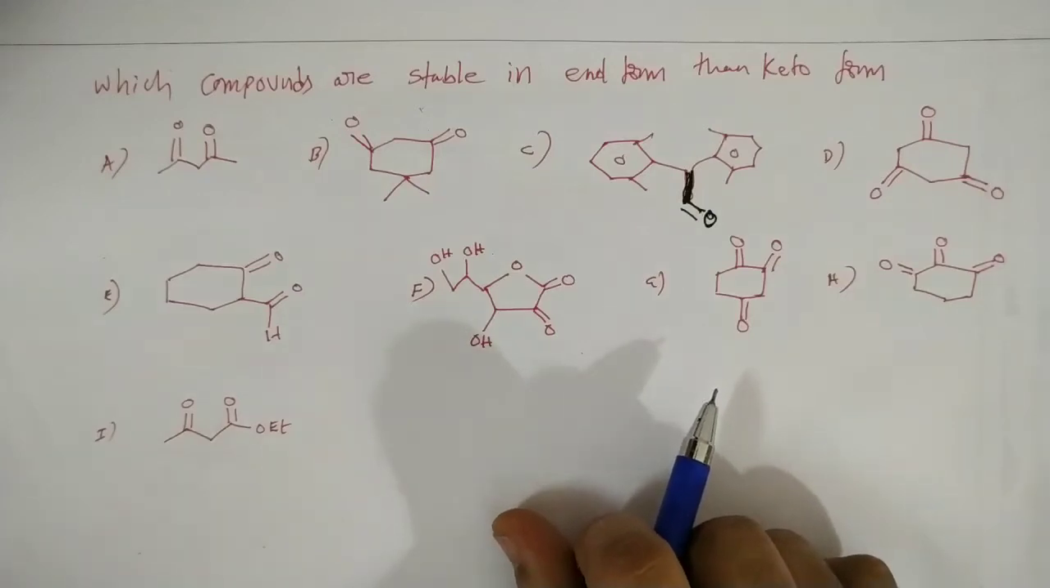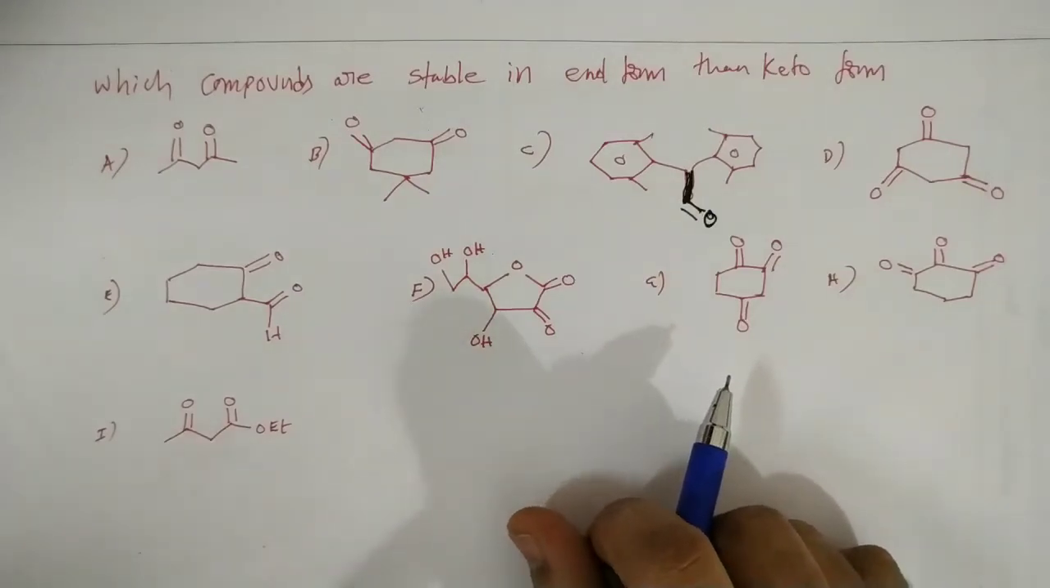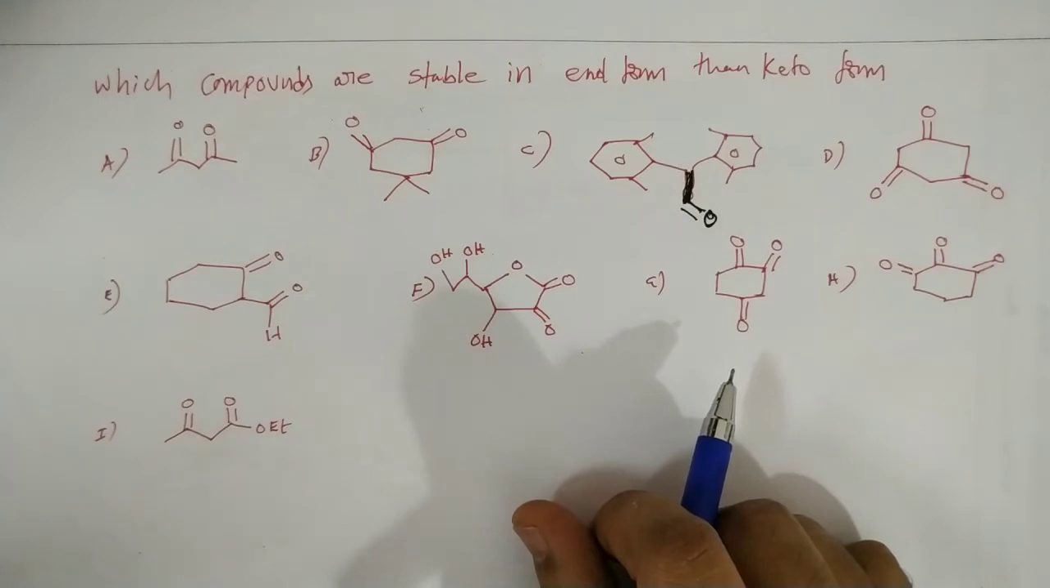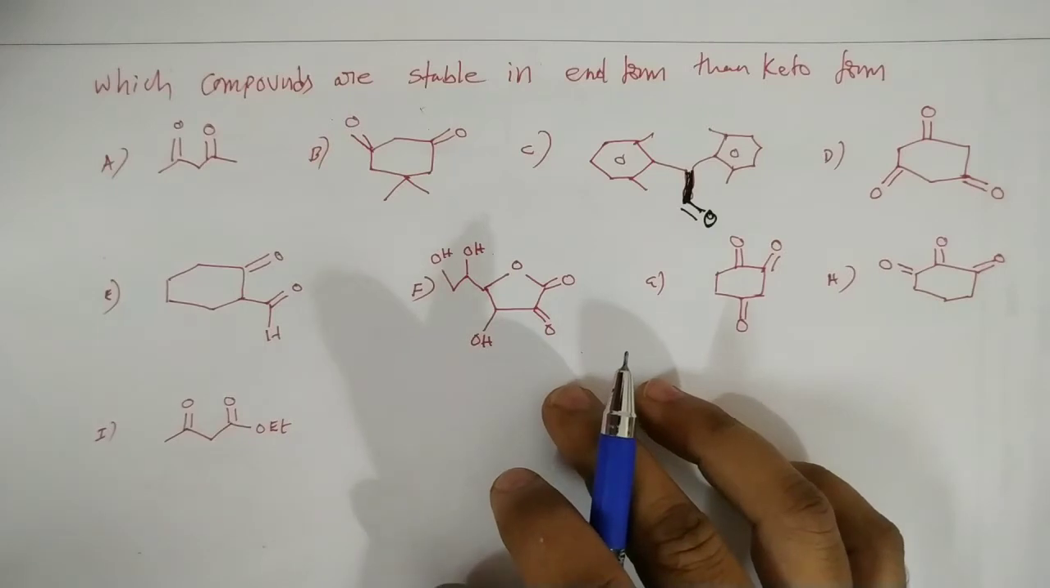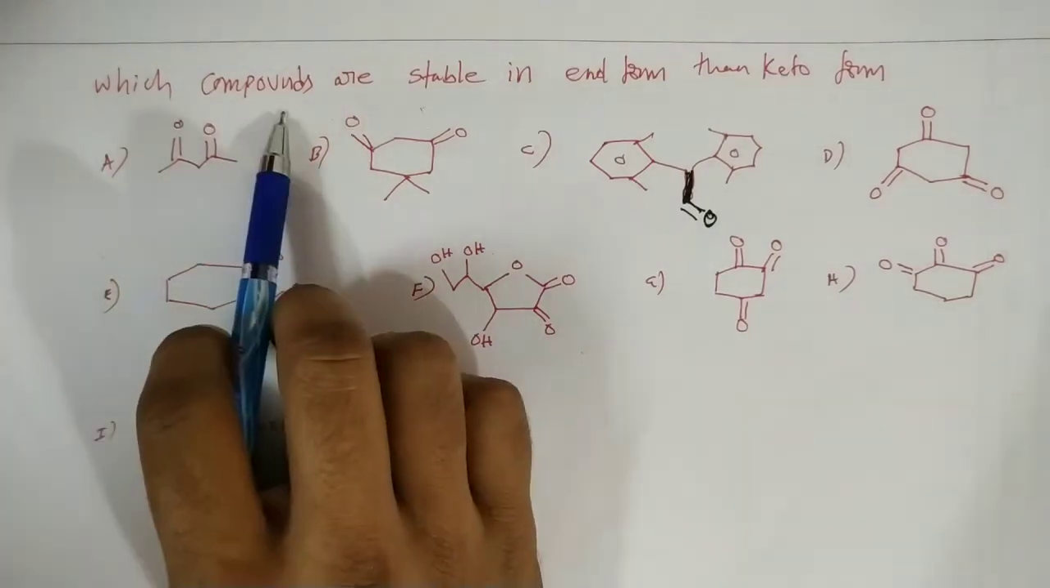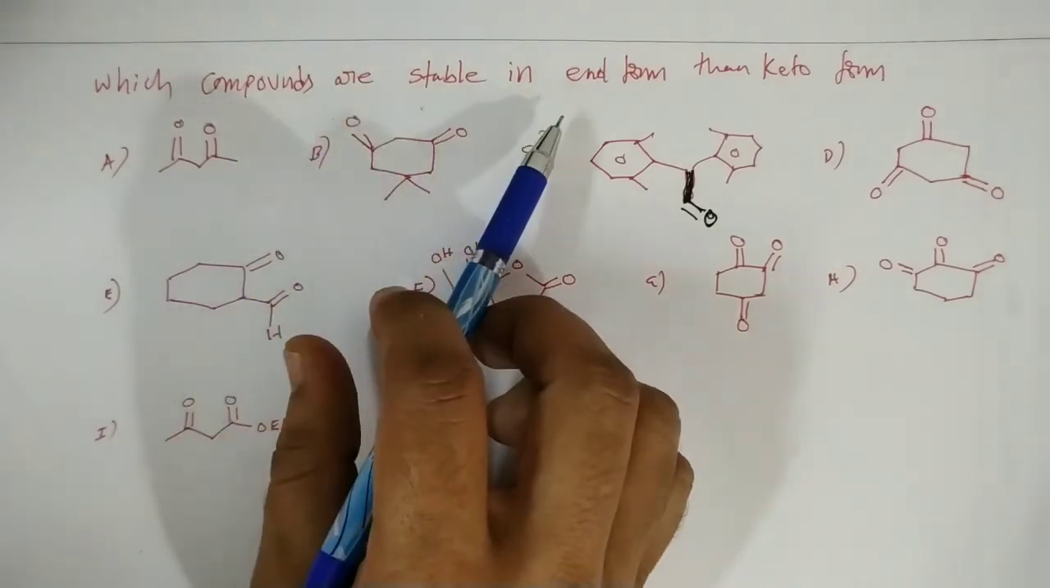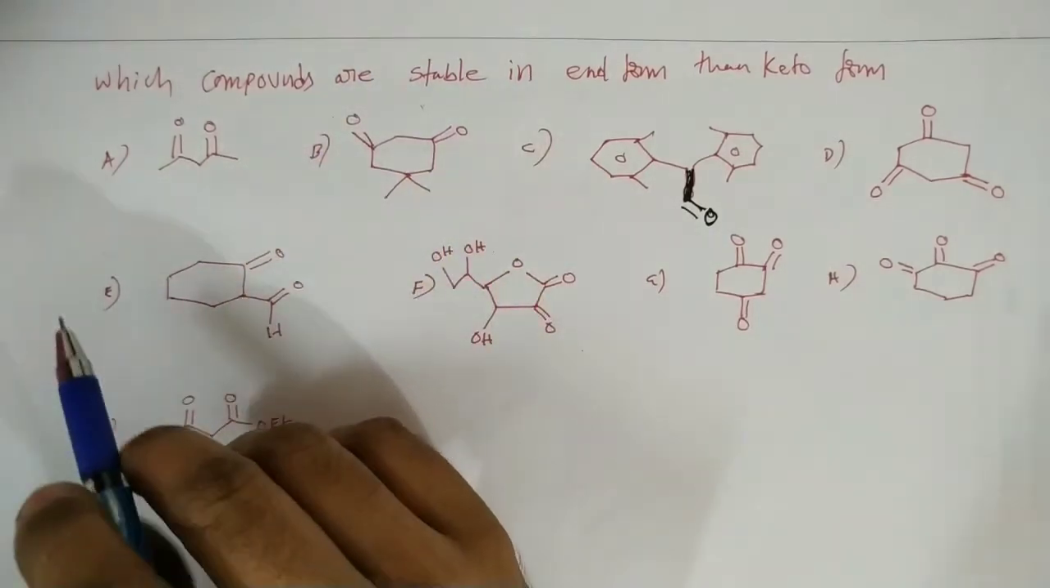Hello students, in this video let us discuss some more important questions for the JEE Advanced exam. We are very close to the final exam. So your first question is about keto-enol tautomerism. Which compounds are stable in enol form rather than keto form?